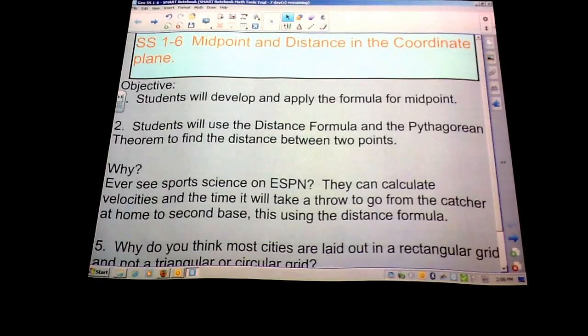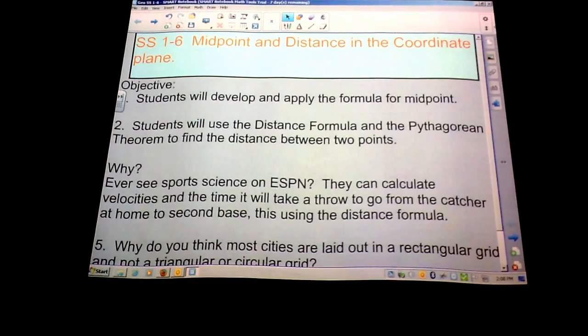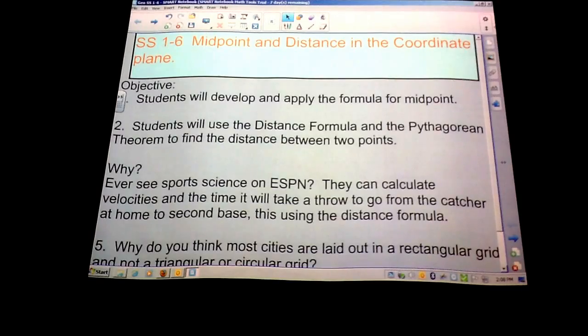Good morning, class. We are going to discuss section 1.6, which is over midpoints and distance in the coordinate plane. So get your game faces on and let's go this morning. Again, you need to write down the title in your notes, section 1.6, midpoint and distance formulas.